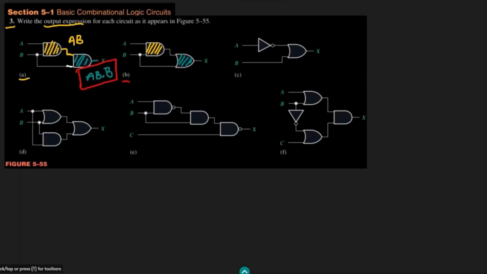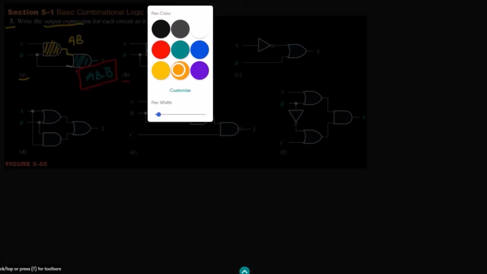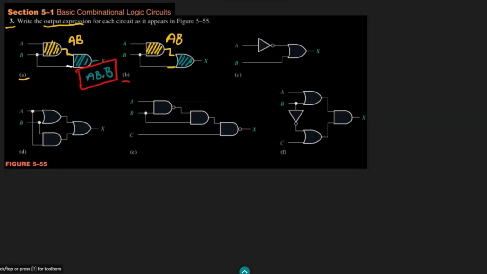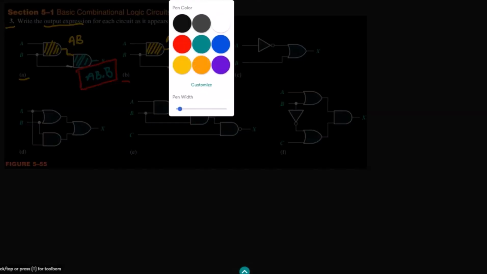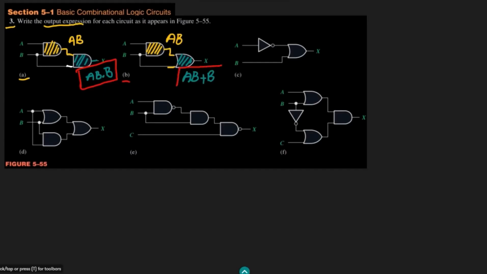Okay, so for the first gate, the output of it will be AB, because this is the AND gate. Then this input is given to this OR gate along with this input, which is the B. So the output of it will be what? That would be AB plus this B, and that is the answer of this question. So that is the answer of part B here. That is AB plus B.